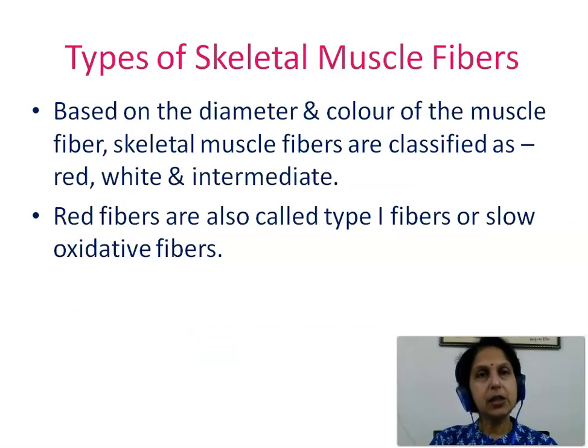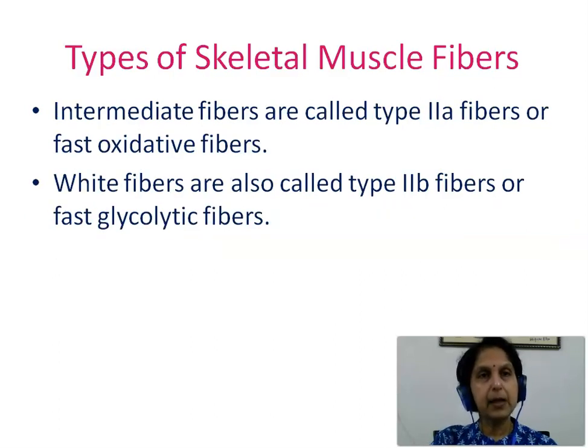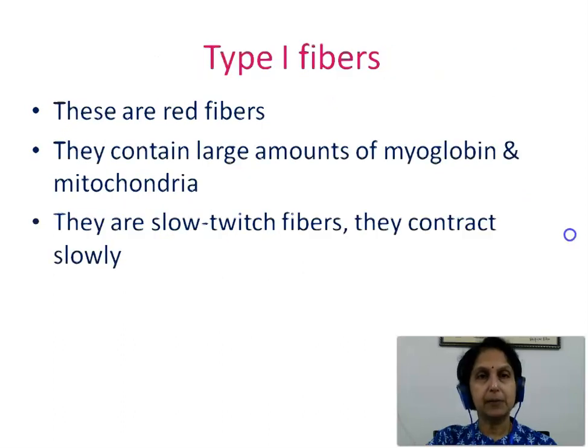Let us now see the types of skeletal muscle fibers. Based on the diameter and color of the muscle fiber, skeletal muscle fibers are classified as red, white, and intermediate. Red fibers are also called as type 1 fibers or slow oxidative fibers. Intermediate fibers are called as type 2A fibers or fast oxidative fibers, and white fibers are also called as type 2B fibers or fast glycolytic fibers.